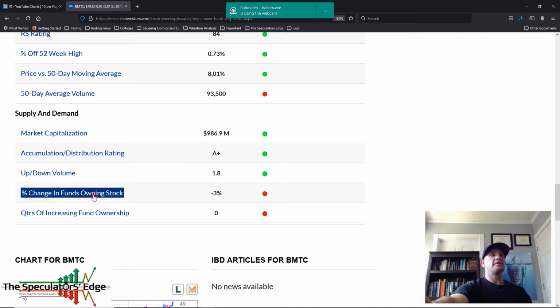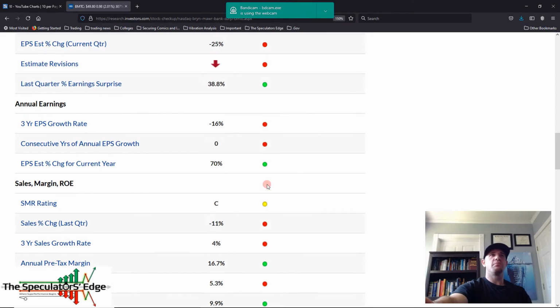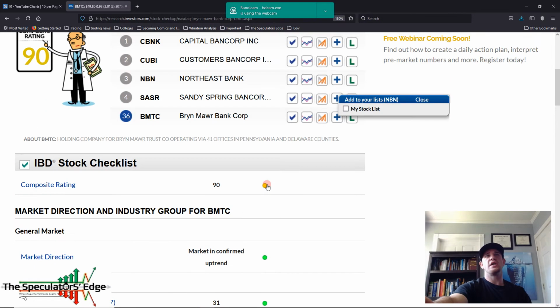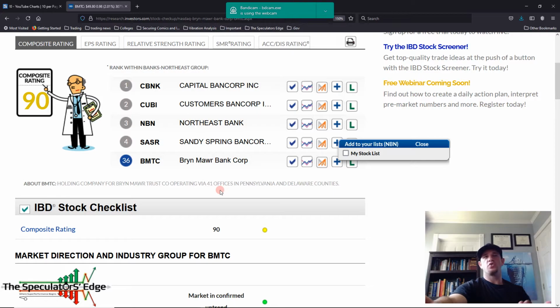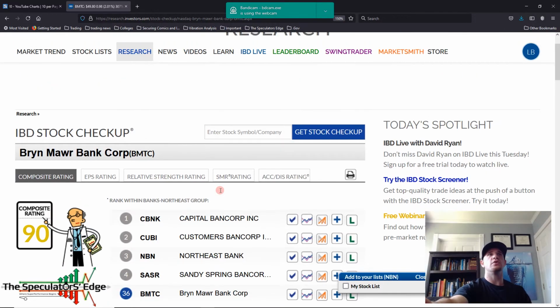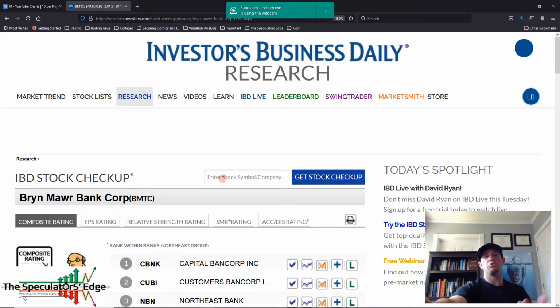Other than that, the percent change in funds owning the stock is negative 3%, not great, and quarters of increasing fund ownership is 0. So not so great there. It is good though on the accumulation distribution rating, which is A+, but on a fundamental theme, not so great. But really, to be honest with you, price is everything, and that's what's going to tell you what you need to do, okay? So price action on the stock has been great.